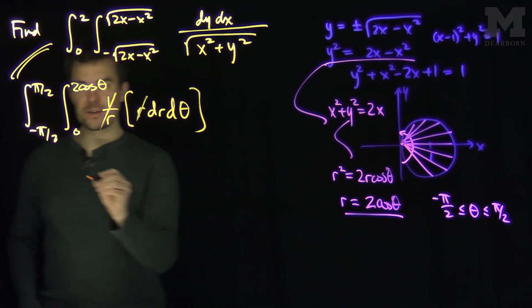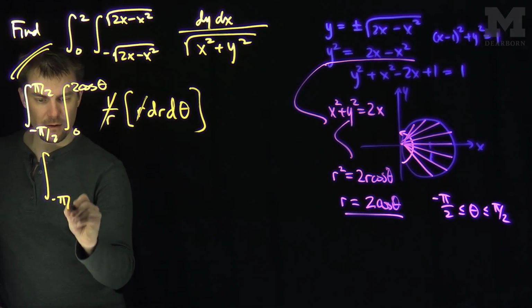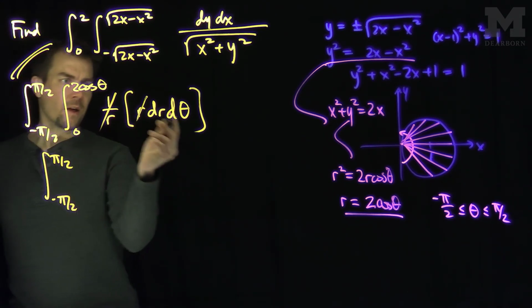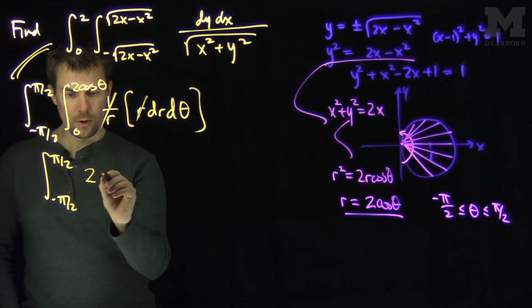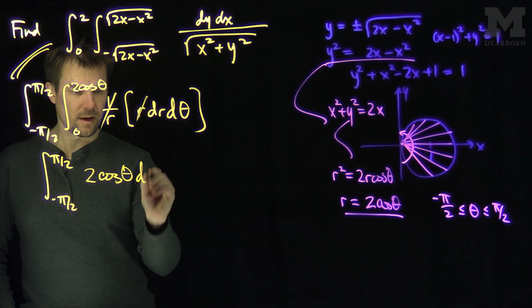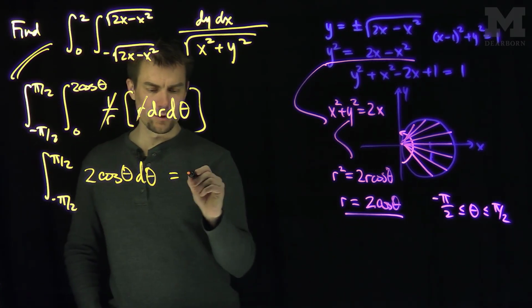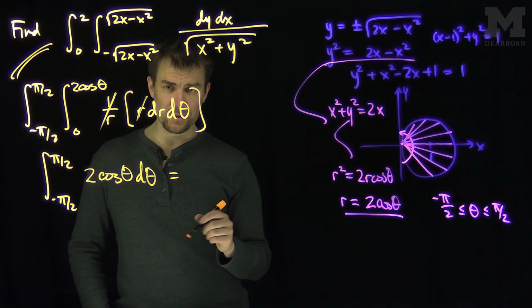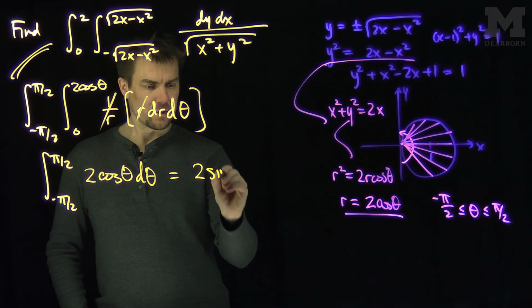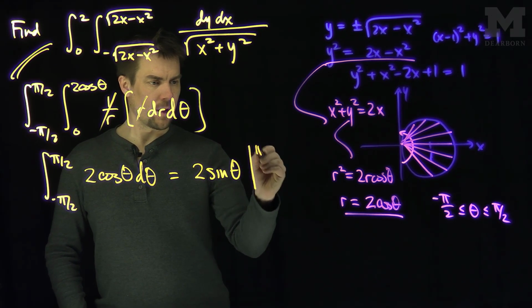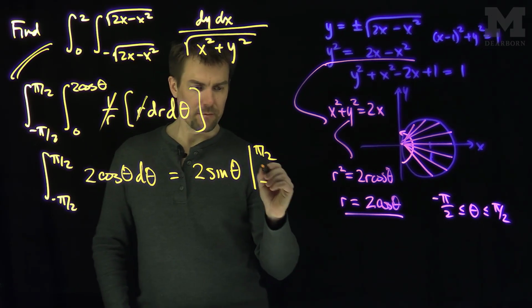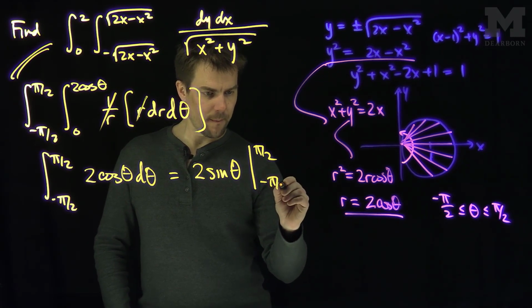And now the theta integration is easy. So I'm going to have the integral from negative pi over 2 to pi over 2. The r integral is going to give 2 cosine theta d theta. So I can pull out that 2. The antiderivative of cosine is sine. So this is going to be 2 sine of theta evaluated from negative pi over 2 to pi over 2.